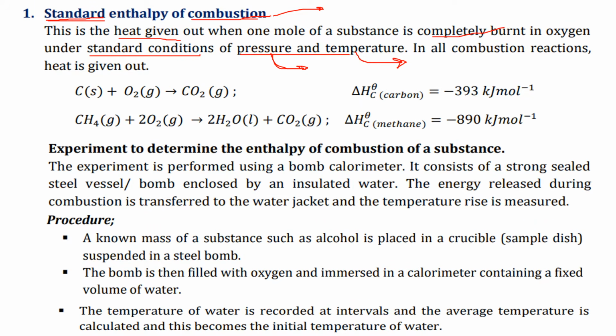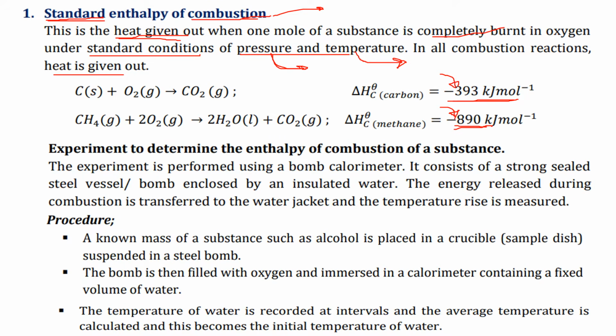In all combustion reactions, heat is given out. That's why when stating the definition for enthalpy of combustion, we always start with heat given out. It's not enthalpy change, it's always heat given out. That means that for all reactions involving combustion, the signs next to the values must be negative, and the negative simply indicates that energy is being evolved, or that such a reaction is exothermic.